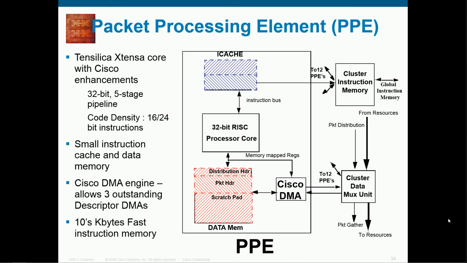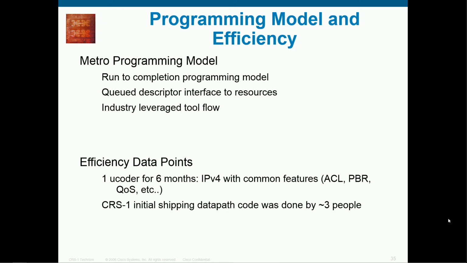So what is a PPE? A PPE is our packet processing element. That's the portion of the processor that actually allows for the packet processing. It's normally a 5-stage pipeline, and it essentially does small instruction sets. It is only 32-bit right now, but within this, that was all they needed. Again, we've already talked about the programmability of the model, and the data points and efficiencies using this type of system with QoS and our ACLs.